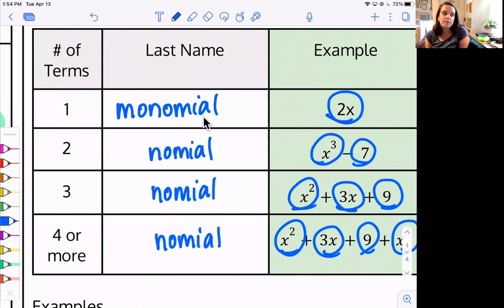Okay, so let me ask you this. If the thing that I'm writing has 2 wheels, what do you think I'm writing? It doesn't have a motor.